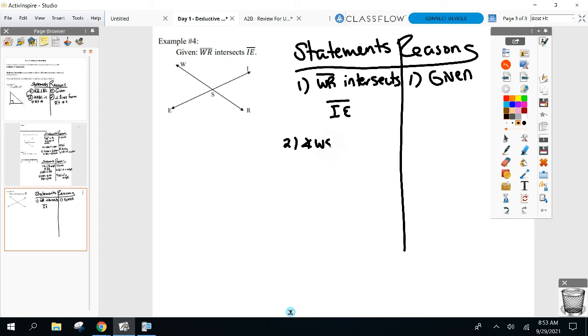Angle WSI is congruent to angle ESR. And hopefully you guys don't mind, I'm going to put the other pair in the same statement. Angle WSE is congruent to angle ISR. Ooh, do we know why she's saying that?